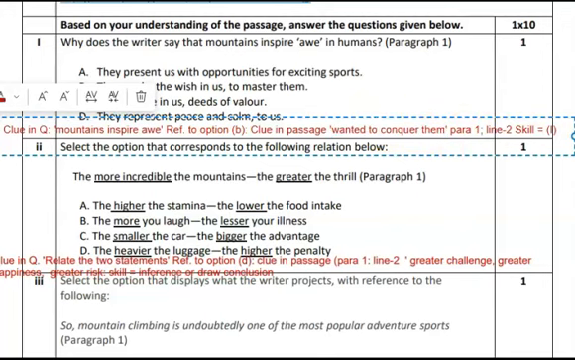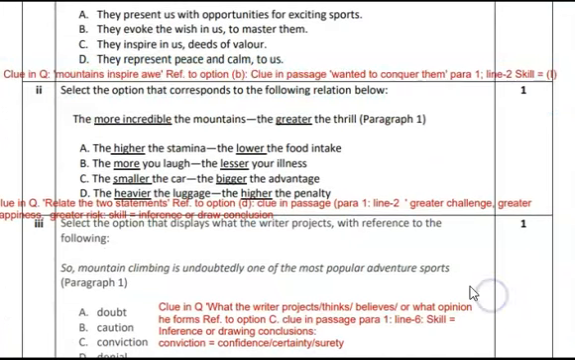Now, look at the second question. Likewise, you will be getting some clue in the second. Look at the second question and let us understand it. Select the option that corresponds to the following relation. Again, the clue is you have to find out a relation between the statement that is given here and one of the options. Again, the writer gives you a broad hint that you can find this clue in the first paragraph. The answer to this question is option D.